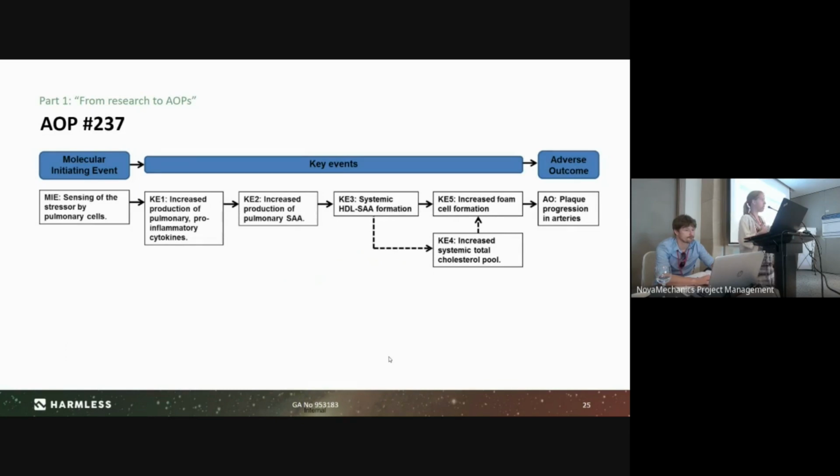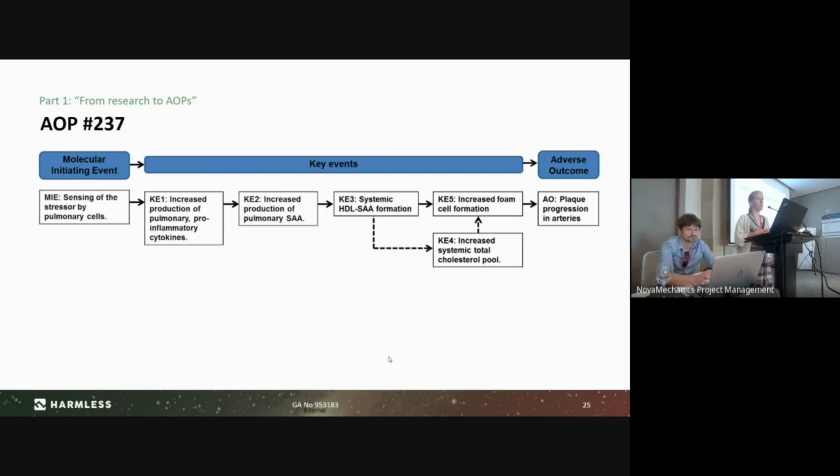We also have the increased systemic total cholesterol pool. However, when we want to go further with this, we think that maybe this is not so essential, and it has these dotted lines, which means that it's not as tightly connected as the other ones. So this is how we went from our research into making an AOP, and this is the first step.